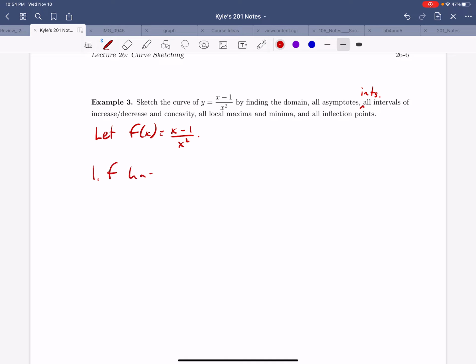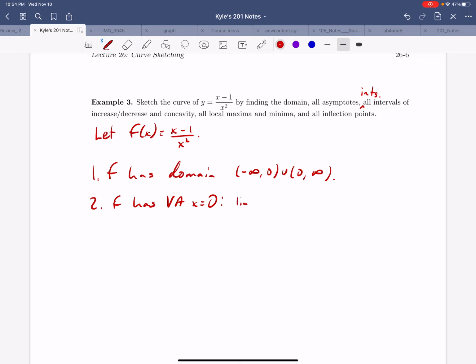So f has domain. Well, I hope you can just eyeball this, right? Everything except 0. Next up, vertical asymptotes. Well, again, that should be obvious. Vertical asymptote, x equals 0. That's where you're dividing by 0.